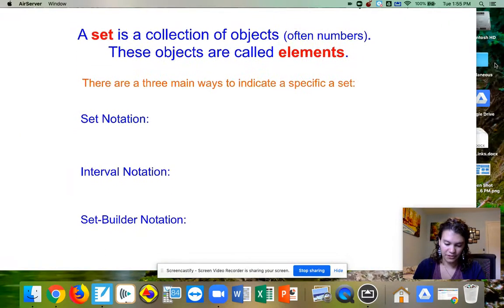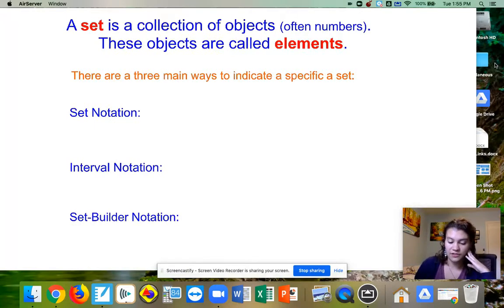All right, so definition here. A set is a collection of objects, usually numbers in math, but it could really be anything. You could have a set of all the blue cars in the parking lot, or a set of everyone who comes on Zoom. But it's just a collection of something. Those objects inside the set are called elements. So if we were talking about blue cars in the parking lot, an element would be one blue car.